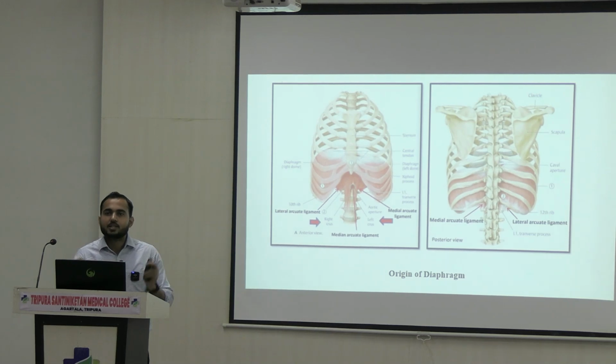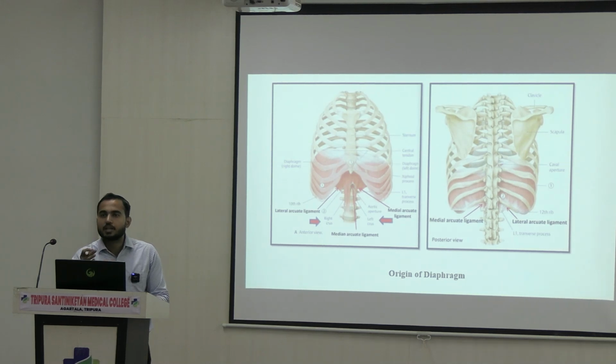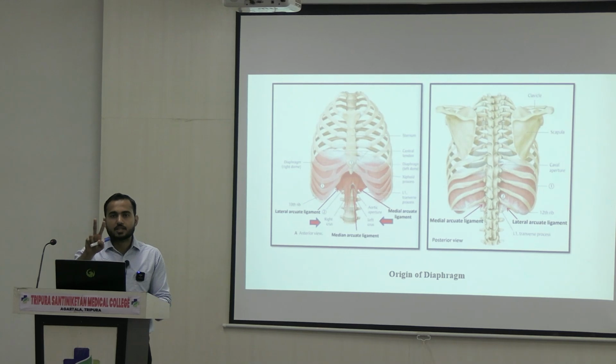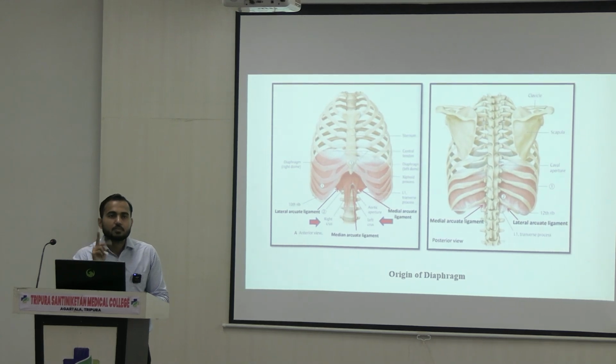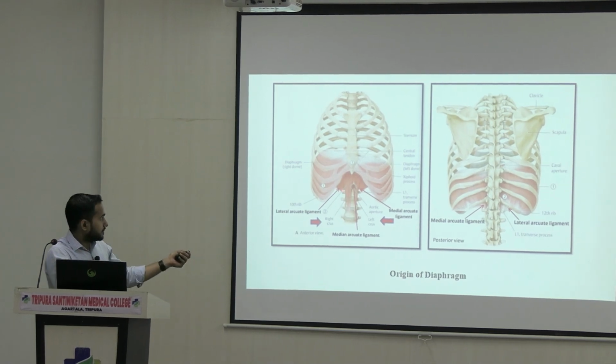What about the lateral aspect? Laterally it is taking origin from the inner surface of the lower 6 ribs along with the adjacent costal cartilages. Okay, and if you go posteriorly, 2 things are there. What are these? These are the medial and lateral lumbocostal arches. We'll discuss what are those arches. Along with that, it arises from the 2 crura, right crus and left crus, from the lumbar vertebra. Okay, right crus is longer, heavier as compared to the left one, as you can see in the diagram.